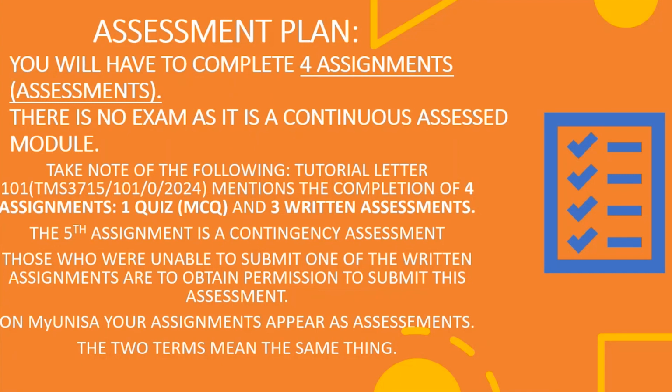You will also notice that there is a 5th assessment. This is what we call a contingency assessment. Those who were unable to submit one of the written assignments are to obtain special permission from us to submit this assessment. You are not allowed to complete contingency assessment 5 without our permission, in which we will ask you for a valid reason, possibly a doctor's certificate, as to why you couldn't complete assessment 2, 3, or 4.